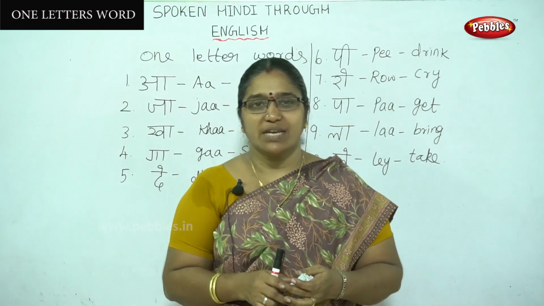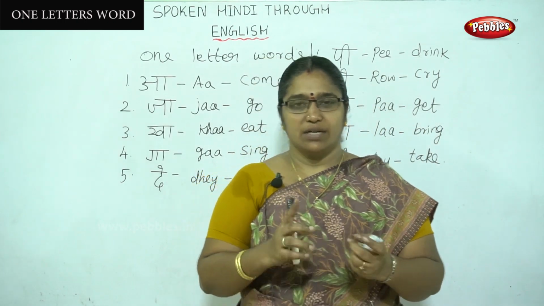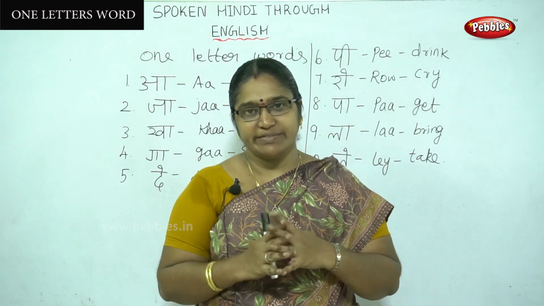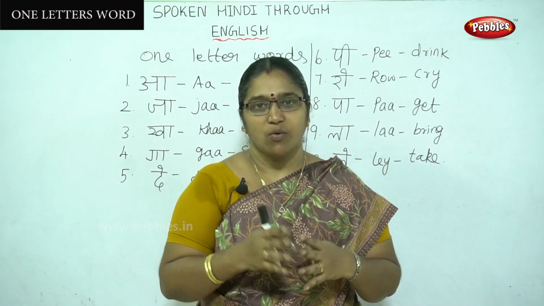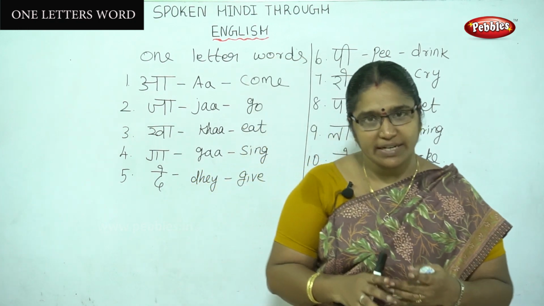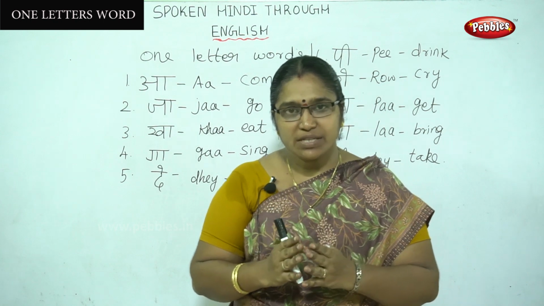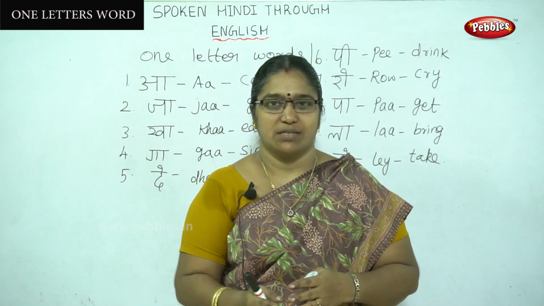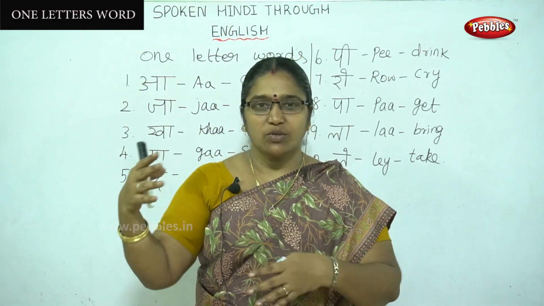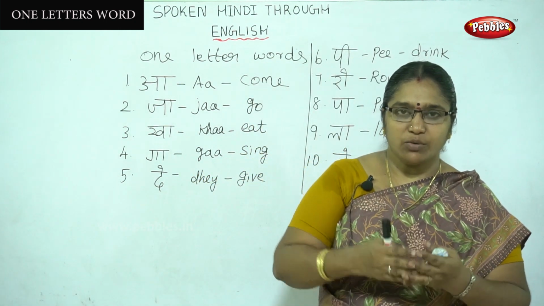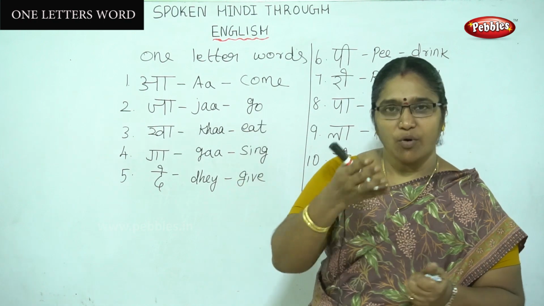We have already seen the combination of vowels and consonants. Now we can see the one letter words. We can start like this: one letter words, two letter words, three letter words, then four letter words. Making words, then we can go to sentences. For that purpose, I am going to tell you some one letter words.